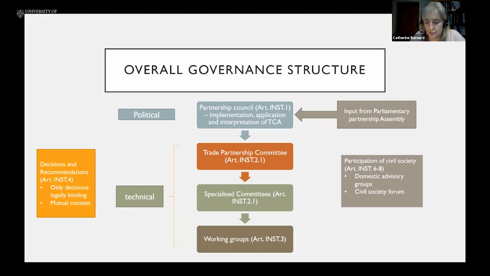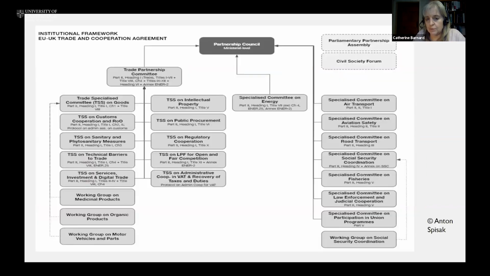The Joint Committee is presided over by the Vice President of the Commission, Sefcovic, and Michael Gove on the UK side. And they are due to meet at least once a year. You'd hope they might meet a bit more often than that. But most of the grunt work is done by a whole plethora of committees. The Trade Partnership Committee, specialised committees and working groups, summarised here for you.